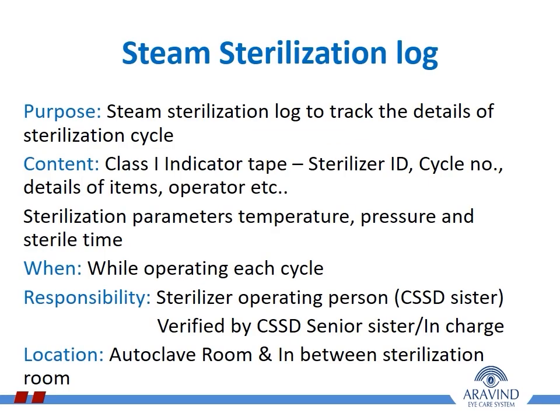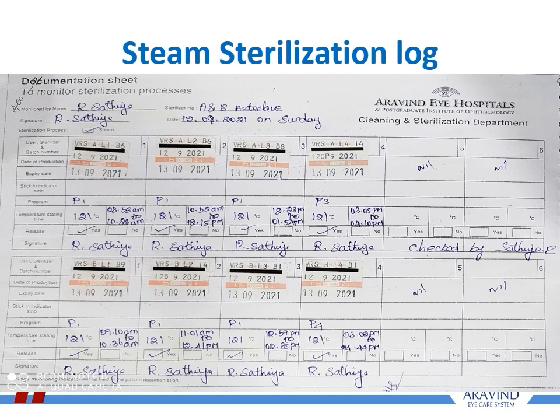Next, steam sterilization log. This register's purpose is to track the details of the sterilization cycle. It contains class 1 indicator tape which shows the sterilizer ID, cycle number, details of items and the operator, and the sterilization parameters of temperature, pressure and sterile time. The entry is done while operating each cycle. It is kept in the autoclave room and in between sterilization room. This picture shows the entry of the steam sterilization log.